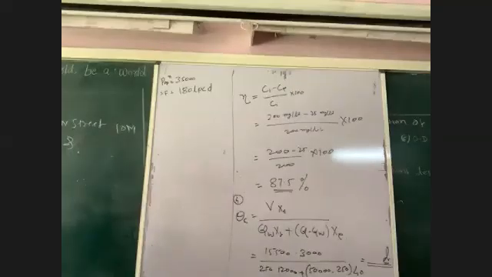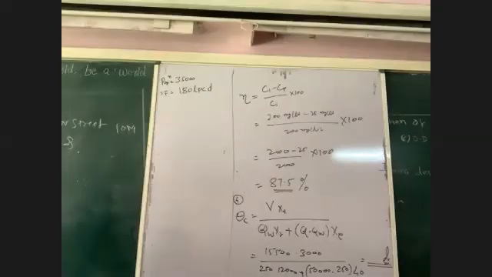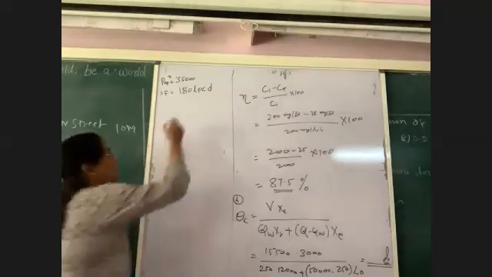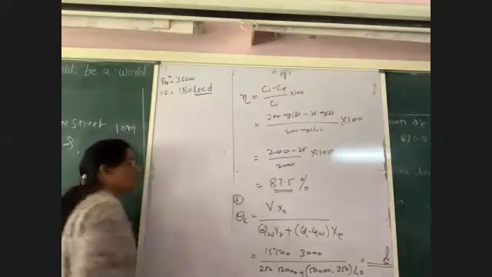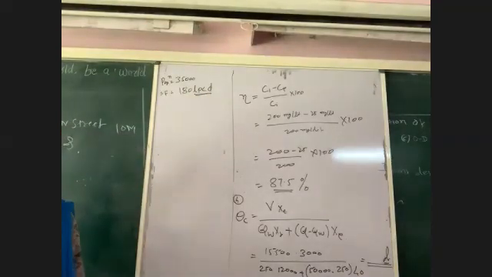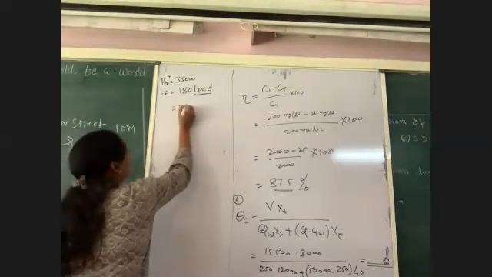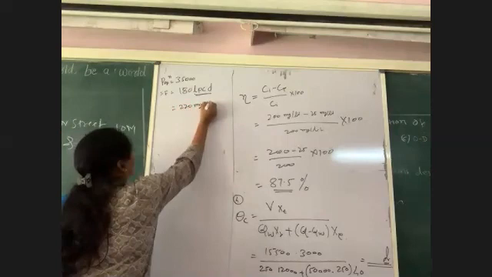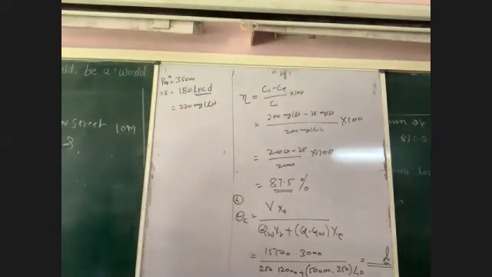First one, population 35,000. Second one, average sewage flow 180 liter per capita per day. Shortly you can mention LPCD. LPCD stands for liter per capita per day. Per capita in the sense per person. Then the third one, BOD of sewage flow is 220 milligram per liter.